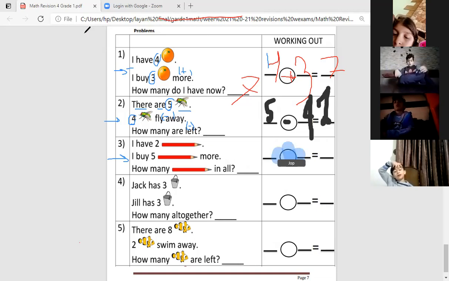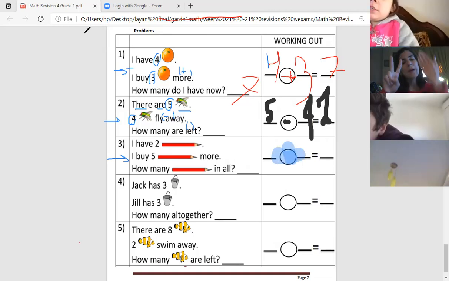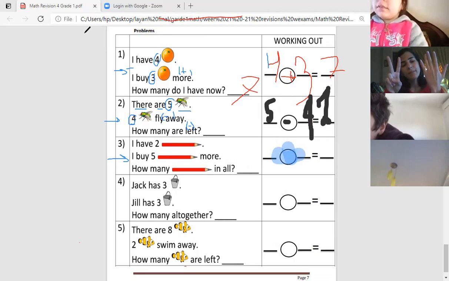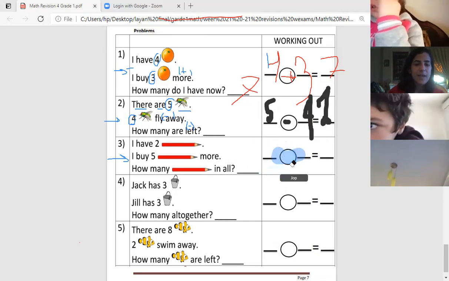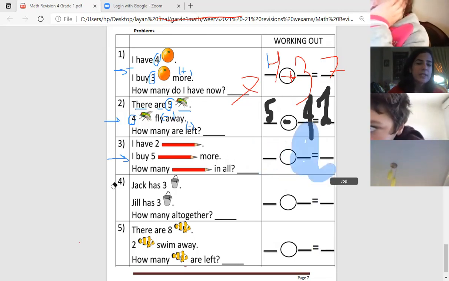I had 2 pencils. I bought 5 more. So I had 2 pencils and I bought 5 more. Addition or subtraction, Ahmed? Plus or minus? Plus. Plus, excellent. Can you read the addition sentence on the screen?